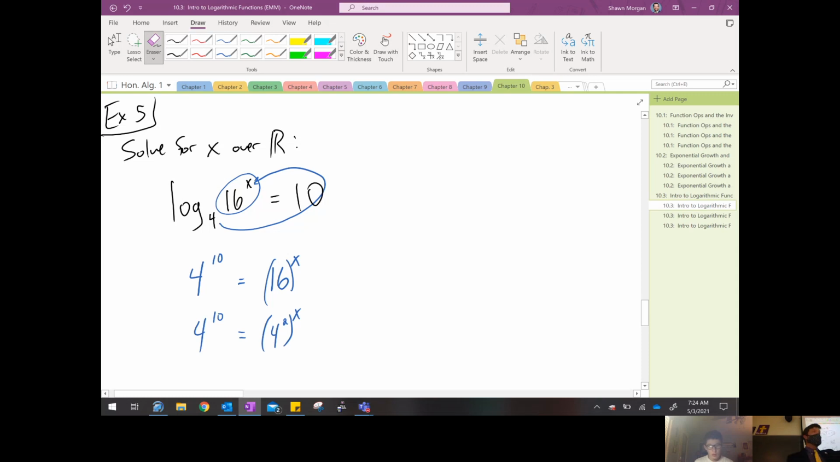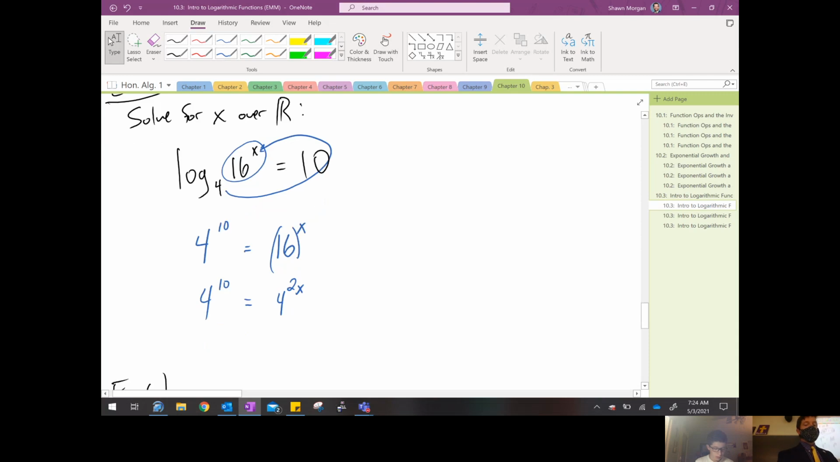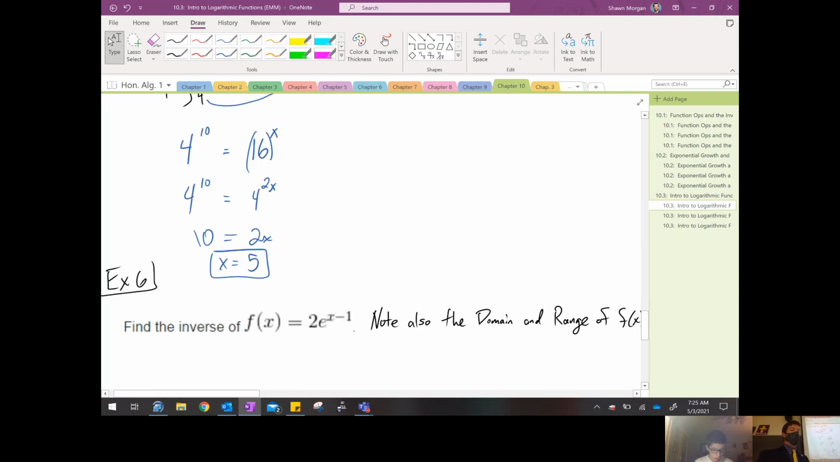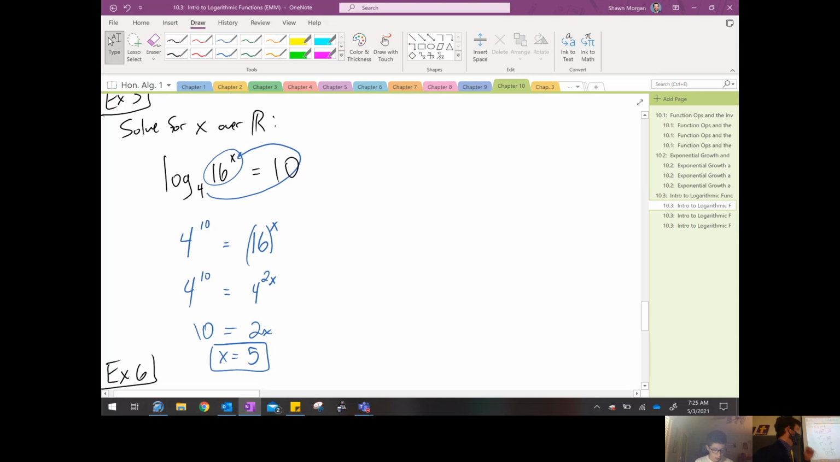When we have a power of a power, we do what with those exponents? We multiply the two of them. So I'm going to actually save a little room and we'll just write 2x right there. So 4 to the 2x. And then we can equate those exponents. We can say, well, look, if 4 to the 10 equals 4 to the 2x, then 10 must equal 2x. In other words, x must equal 5. And we got our result that way. Okay? Now that's one way of considering the problem. That's one way of looking at it.